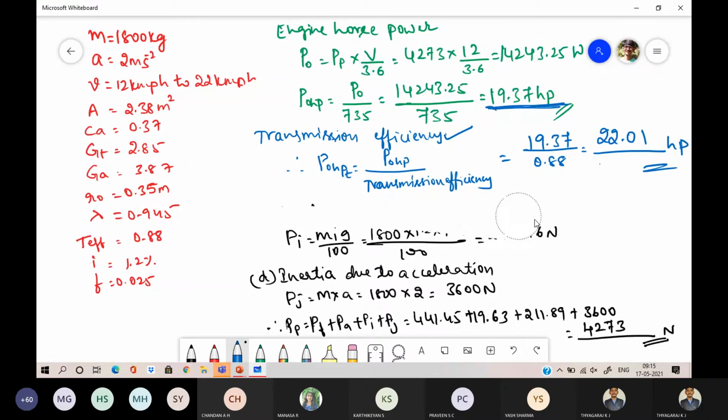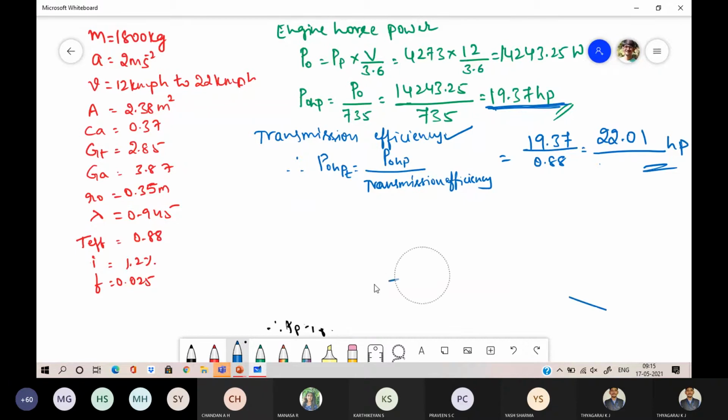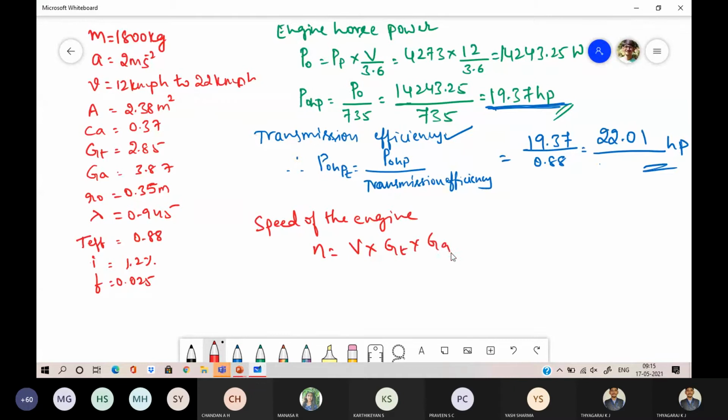Next, calculate the speed of the engine. We all know the formula. Speed of the engine, N is equal to V into GT into GA divided by 0.377 into RW. RW is equal to gamma into R naught. Gamma they have given as 0.945. R naught is 0.35. So you will get RW is equal to 0.330.